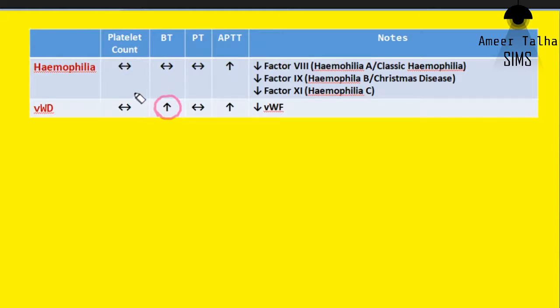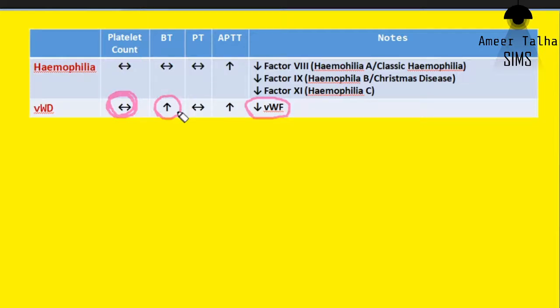The thing to remember is, although there is no direct involvement of thrombocytes or platelets in VWD, if you check the platelet count it will show normal figures. However, the bleeding time is still on the higher side, and we have discussed the reason. The reason is deficiency in the VWF and the role of VWF in platelet adhesion. Due to impaired platelet adhesion, the bleeding time is prolonged.